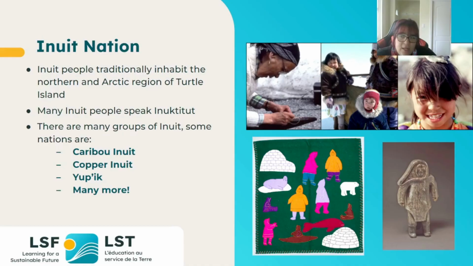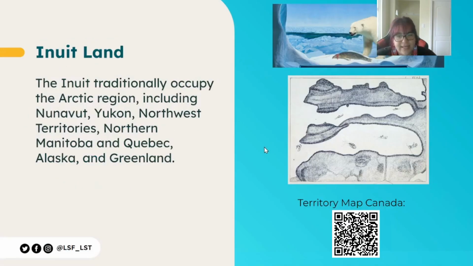Inuit Nation, and so the Inuit people mainly inhabit the northern and Arctic region of Turtle Island, and many Inuit people speak Inuktitut. And within the Inuit Nation, there are different nation groups. For example, the Caribou Inuit, the Copper Inuit, the Yupik, and many, many more. When we talk about Inuit land, we're talking about traditionally the Arctic regions, but this could include Nunavut, Yukon, Northwest Territories, Northern Manitoba, Quebec, Alaska, and Greenland.